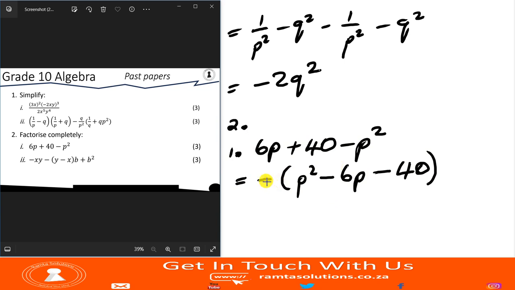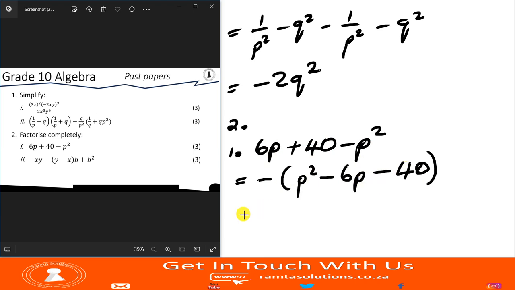Because when you look at it, negative times positive, it's positive. So negative times p squared, it's negative p squared. Negative 1 times negative 6p, it's positive 6p. Negative 1 times negative 40, it's positive 40. Do you see? It didn't change the expression. It's still the same thing. Of course, we have rearranged it in a manner that we are used to, by saying I begin with a square, power 1, and then a constant.